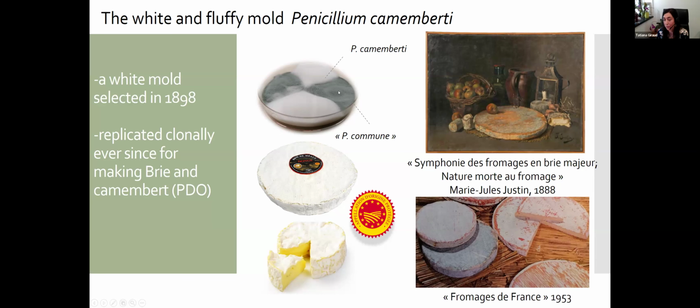And actually, the Penicillium commune from which Penicillium camemberti has been domesticated was blue-green, and Penicillium camemberti has been selected like an albino individual, white, and growing more fluffy. You can see here it really grows more up, vertically. And it was really selected for being white because it looked less moldy.